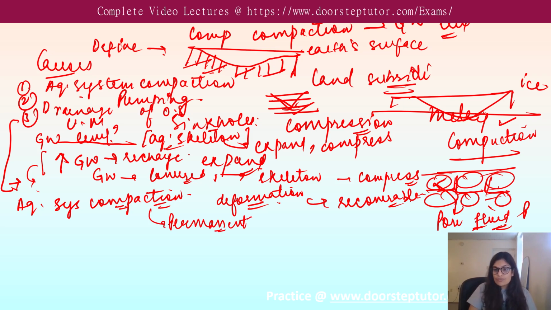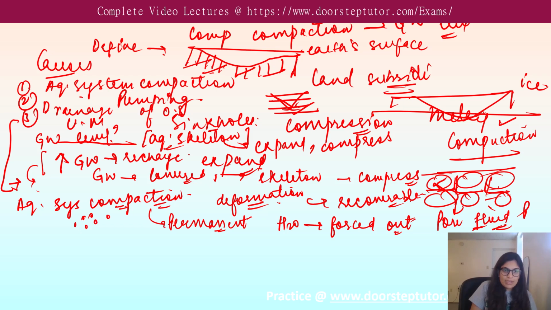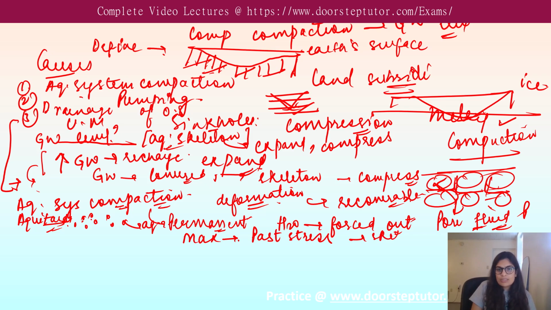Now what is the cause of this? Now water is actually forced out in this process from the fine grained layers into the aquifer. If I'm talking about fine grained layers, that means I'm referring to aquitards over here. Okay. So the maximum level of past stress a skeleton or a skeletal element experiences is known as pre-consolidation stress.